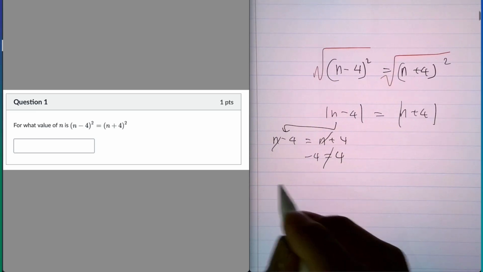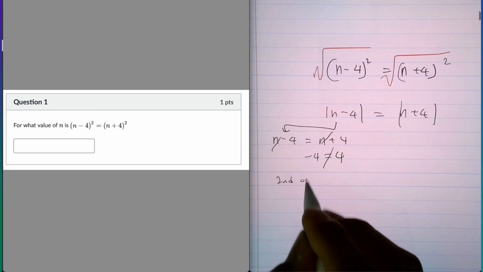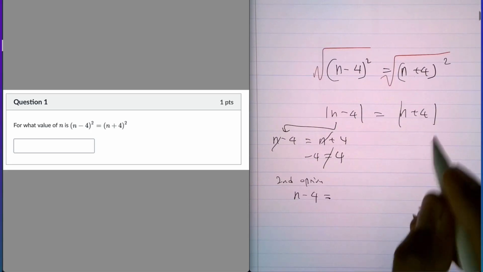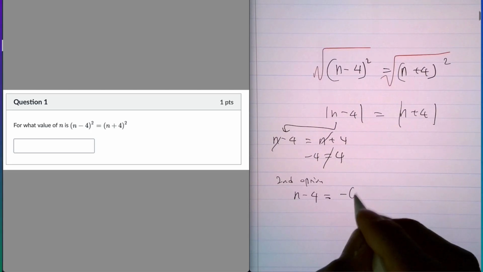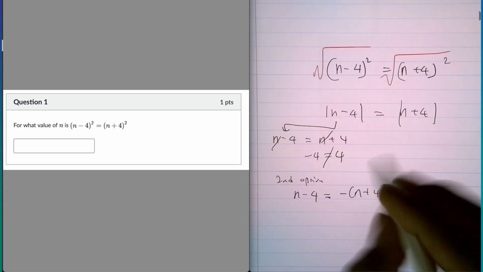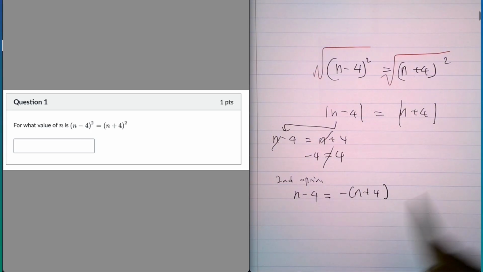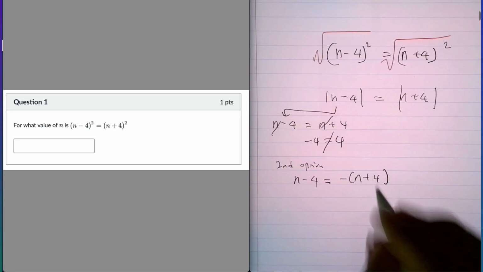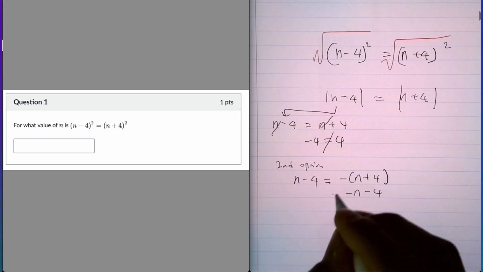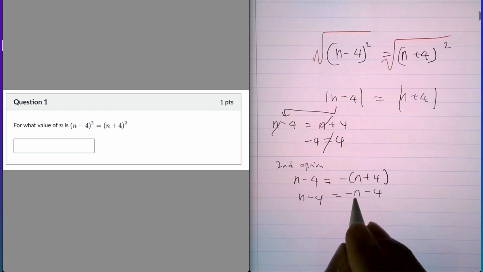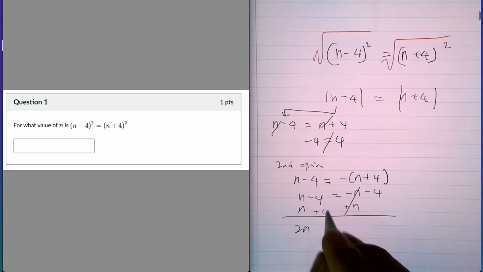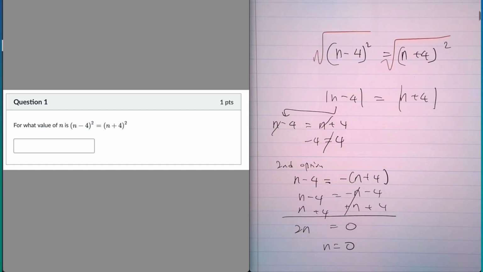So here's a second option. Let's ignore the absolute value of the first one, and let's keep the negative version of that, because if you put the absolute value back, you will get n plus 4. So let's distribute n, negative 4, and minus 4. Now you can combine the n's together by adding n, 2n, and add 4 on both sides. Alright, so we get 0, then n equals 0.